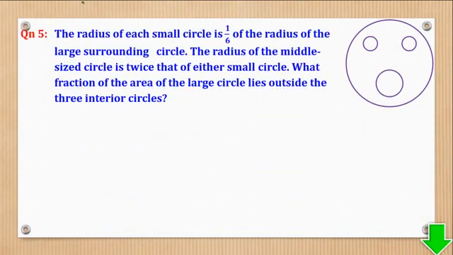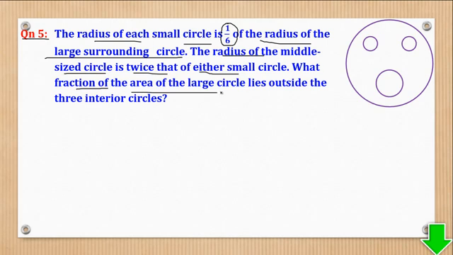Question 5. The radius of each small circle is 1/6 of the radius of the large surrounding circle. The radius of the middle-sized circle is twice that of either small circle. What fraction of the area of the large circle lies outside the 3 circles?